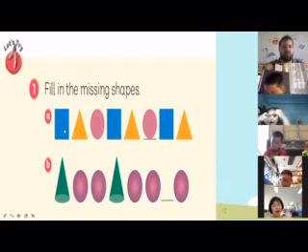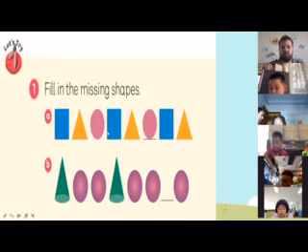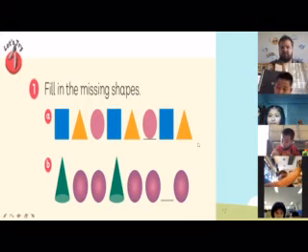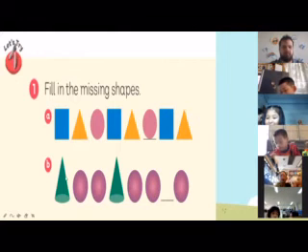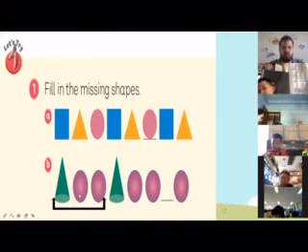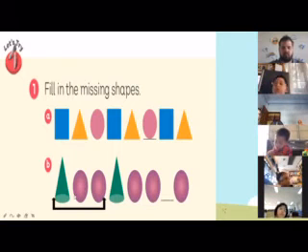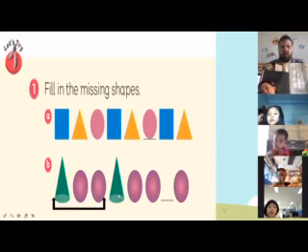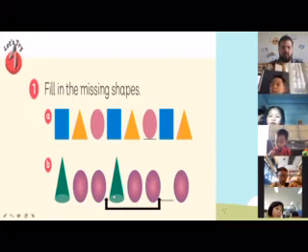So I'll go over our pattern again. So our pattern is square, triangle, circle, square, triangle, circle, square, triangle. Nice and easy. Okay, so let's look at B. B goes cone, circle, circle. One more time, cone, circle, circle. So our next one is going to be cone, circle, circle.